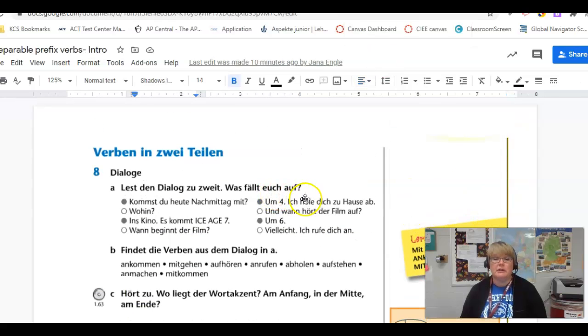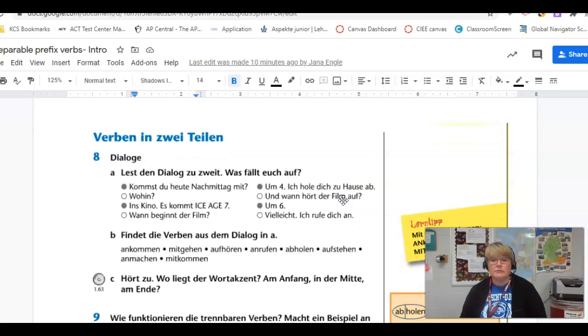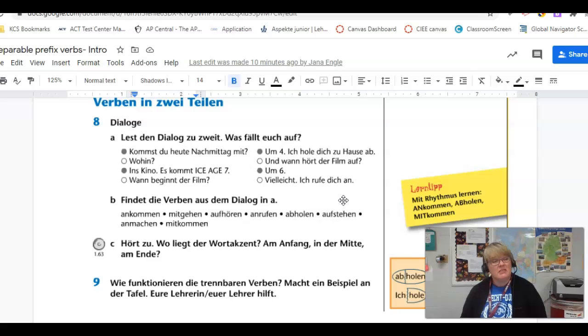Okay, so we're going to practice these a little bit together with the activity that you have. So let's look. Wir haben in zwei Teilen. Also they've given you a dialogue. They want you to look at the dialogue and figure out which of the verbs are separable prefix. Okay, so let me walk you through it.